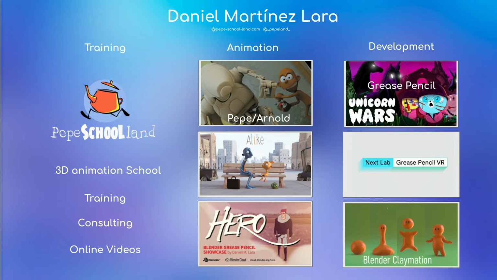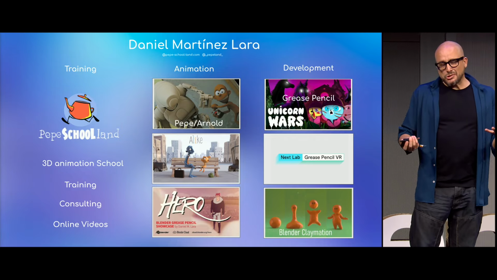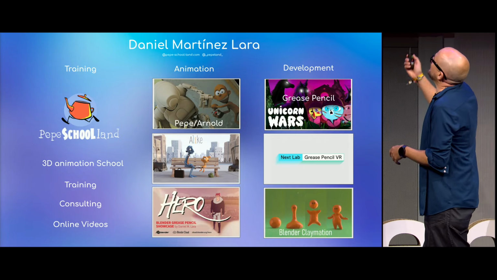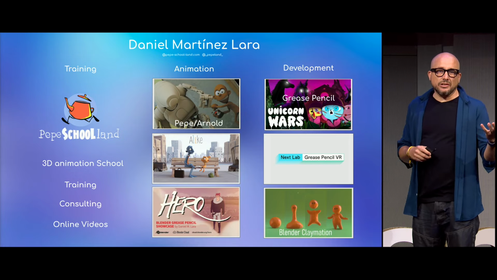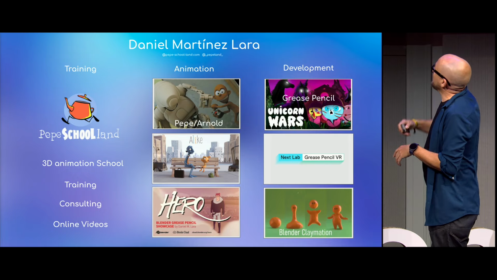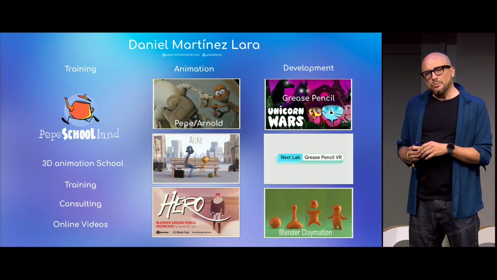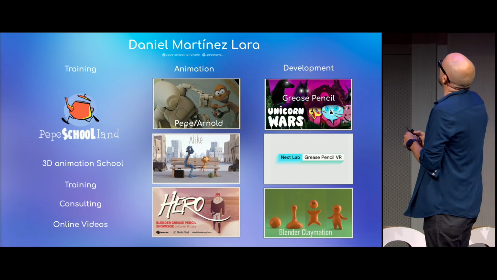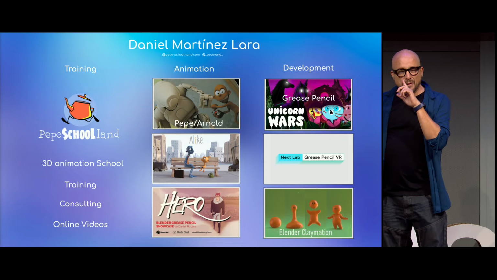My name is Daniel Martinez Lara, and my three passions are teaching, I have my own animation school based in Barcelona, and I do training and consulting for studios and professionals, mostly in ClayPencil. I love storytelling. I make my own animation pieces, shorts, for example The Hero, the first Blender open movie made with ClayPencil. And of course, I develop animation tools.